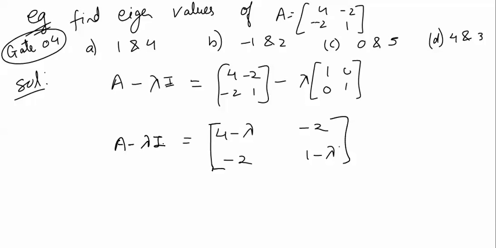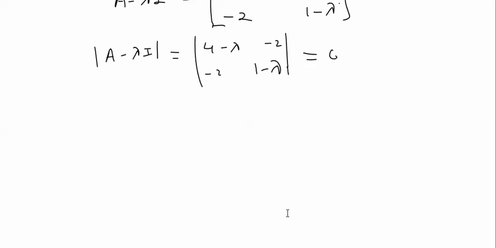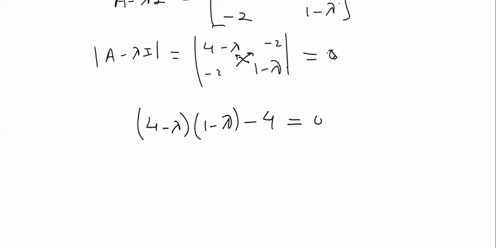Right? Now what I said was determinant of A minus lambda I should be equal to 0. So the determinant of [4 minus lambda, minus 2; minus 2, 1 minus lambda] should be equal to 0. Right? So if I take the determinant, we know how to find out the determinant. So it is (4 minus lambda) into (1 minus lambda), minus of plus 4, that means it is minus 4 only, is equals to 0.